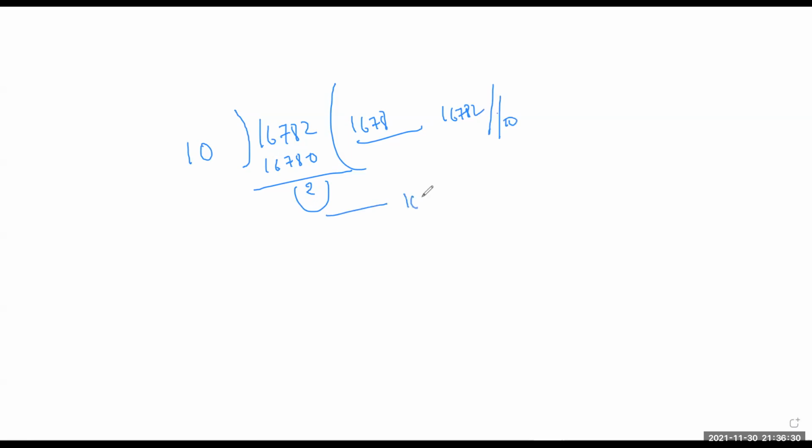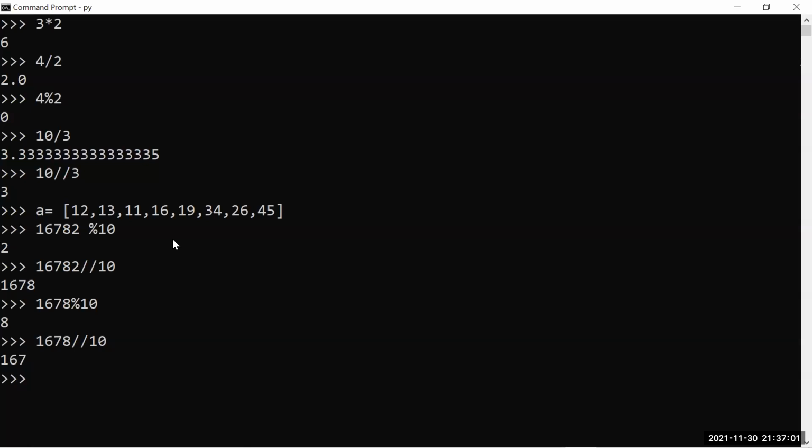And this is going to be 16782 percentile 10, or modulus of 10. Why? Because modulus will return the remainder, whereas division will return the quotient. Remember this. Modulus will return the remainder, whereas division will return the quotient. Okay? Any other doubts, guys?